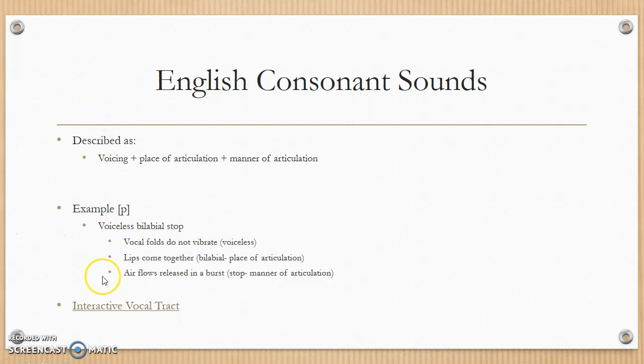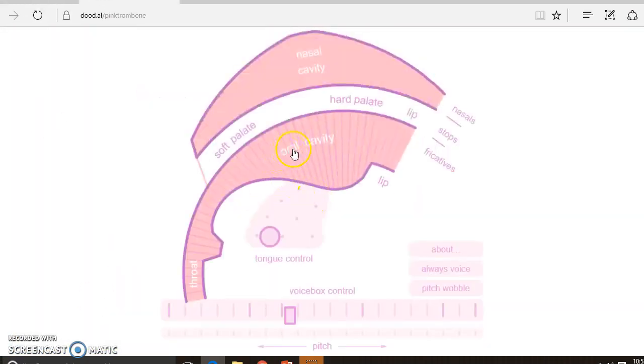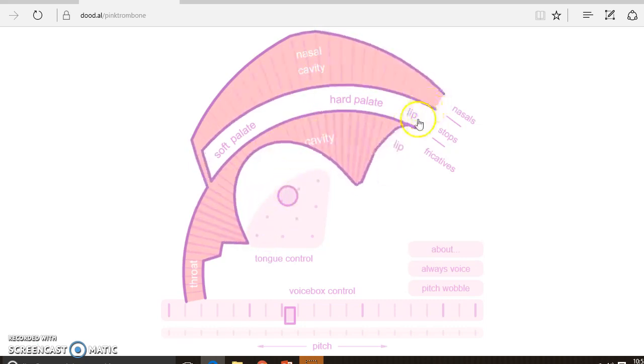Now, if you want to play around with this, you can use this interactive vocal tract here, and it'll let you see kind of how we manipulate sounds. So is it going through the nasal cavity? Are we moving our tongue? Are we putting our lips together? So on and so forth.